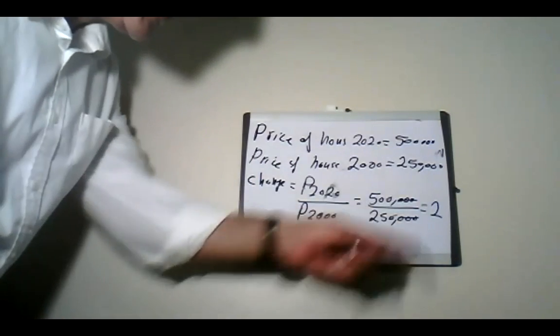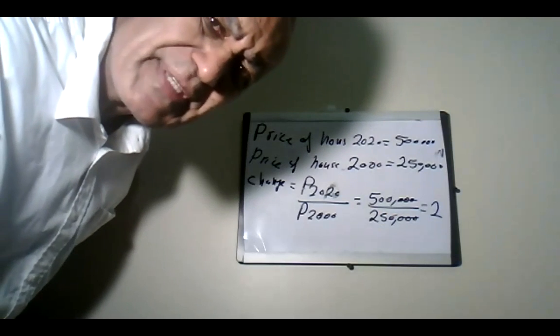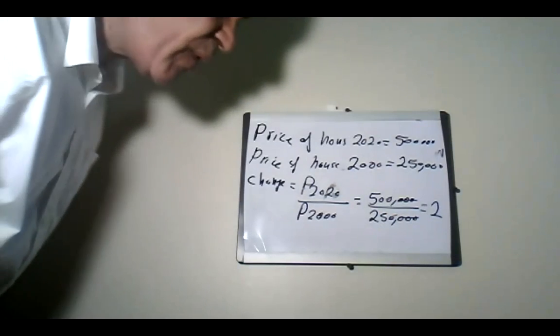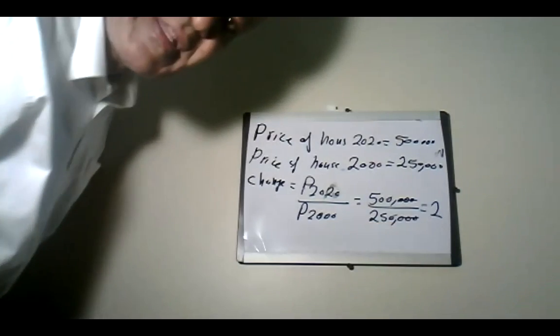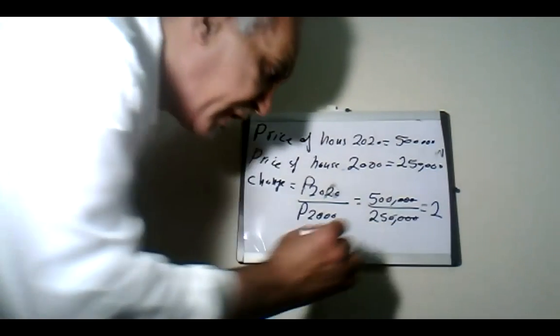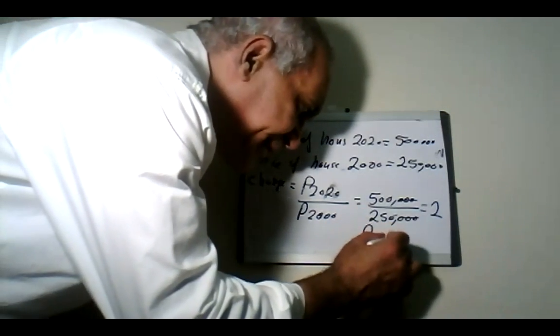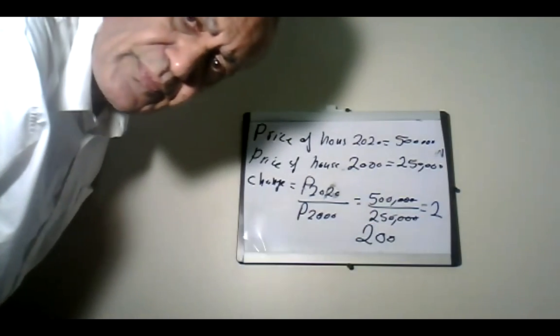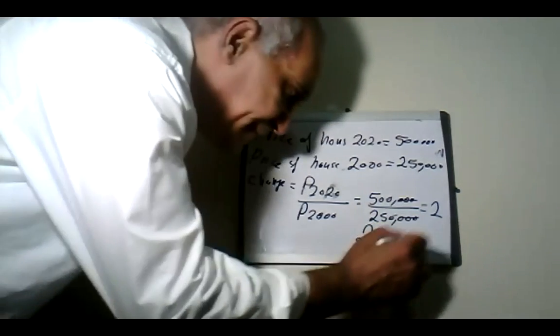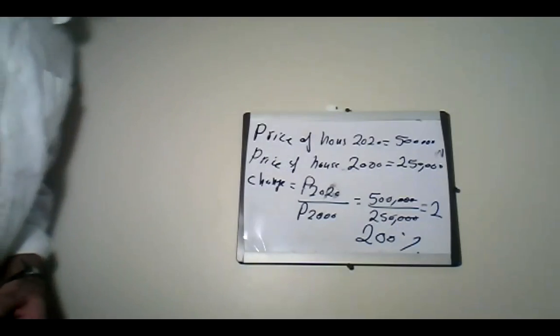Wait a minute, you said we will put percent. Yes, you will put percent. When you multiply 2 by 100, it will give you 200%. It means the prices became higher. 200% means twice the price.